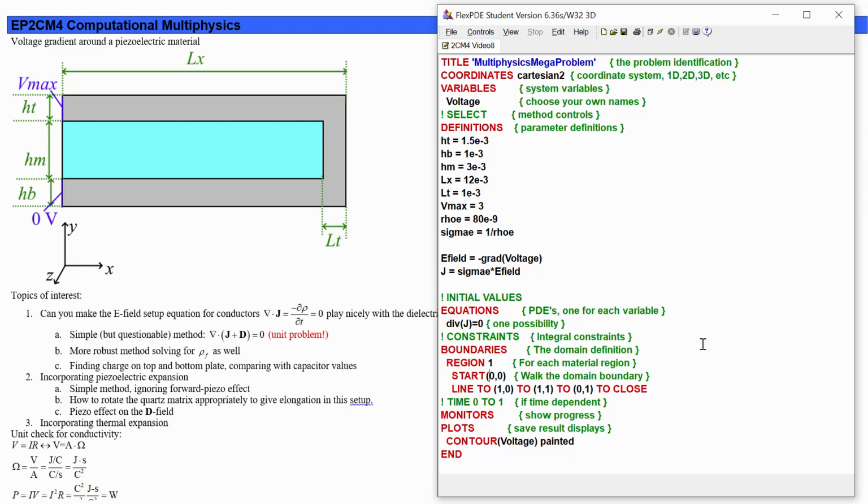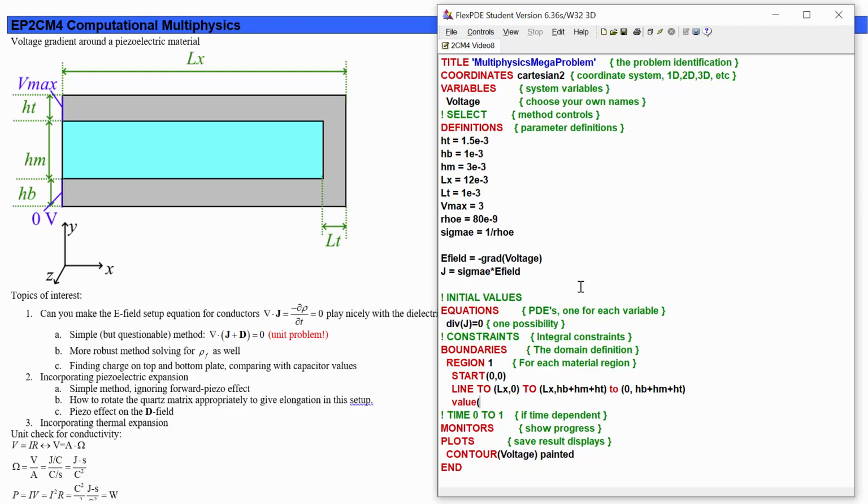Let's start at the bottom left and work our way up and then around and back. Okay, so we'll start at 0, 0, and then we'll take line 2, LX 0 to LX, HB plus HM plus HT would be the total height, to 0, HB plus HM plus HT, and then we're going to go and modify the boundary conditions. Value voltage is equal to V max.